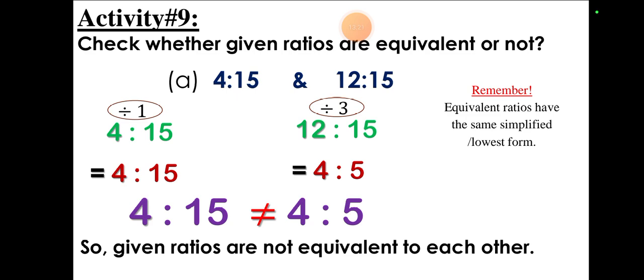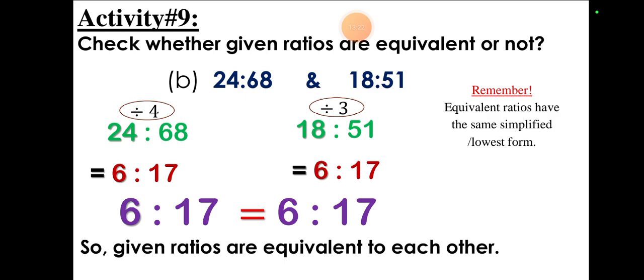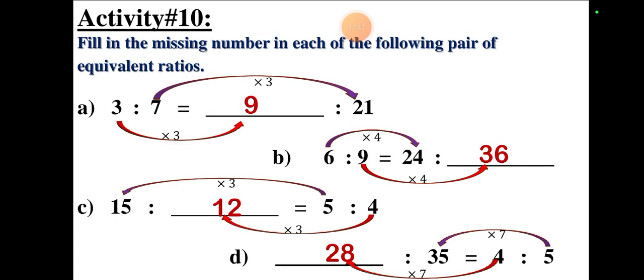So the ratios are not equivalent. Then I have 24 ratio 68 and 18 ratio 51. So 24 ratio 68 divided by 4, I'll get 6 ratio 17, and 18 ratio 51 I'll divide by 3, I'll get 6 ratio 17. So the given ratios are equivalent to each other because they are divided and simplified to the same thing.